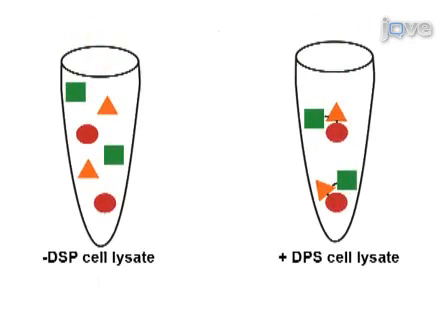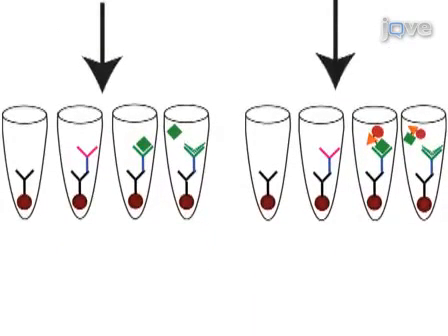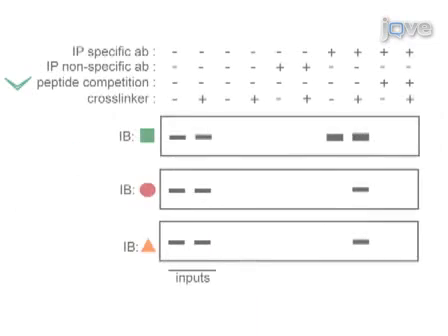DSP is a homobifunctional, membrane-permeable, and thiol-reducible crosslinker that crosslinks free amines within 12 angstroms of each other. Following crosslinking, cells are lysed, and immunoprecipitations are performed using standard controls. Protein complexes are then resolved by reducing SDS-PAGE. Reducing agents cleave DSP, allowing for the identification of individual proteins by immunoblot.